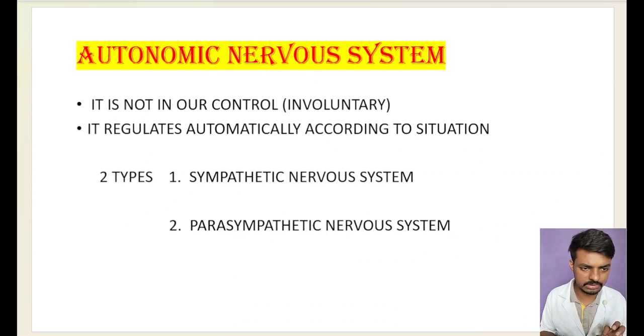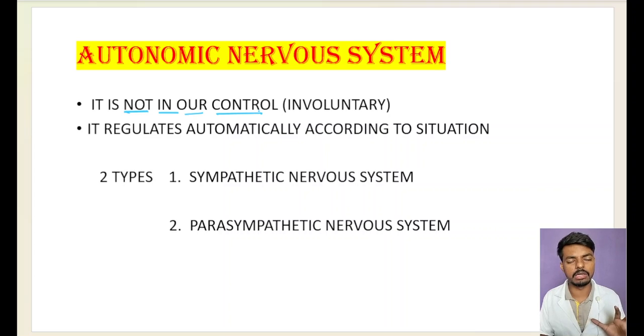Autonomic nervous system, as I told, is not in our control. Okay, it is not in our control means it regulates on its own. Like heart rate is not in our control. Constricting the bronchi and dilating the bronchi is also not in our control.